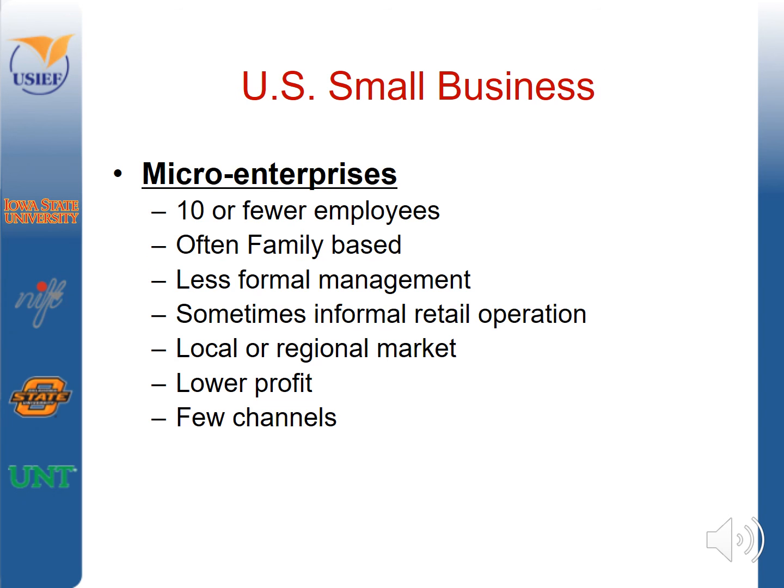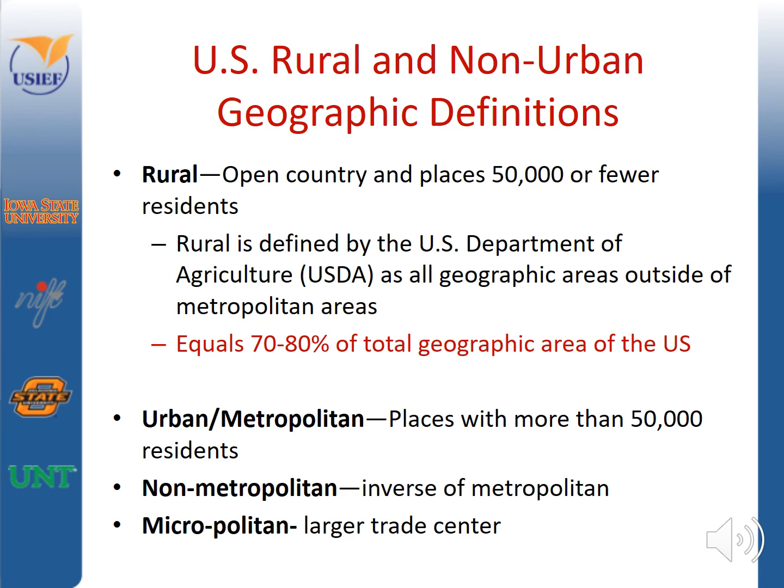A microenterprise in the U.S. is smaller than a small business. A microenterprise employs 10 or fewer employees and is often family-based. It has less formal management and is sometimes an informal retail operation. They are local or regional to their market, have lower profit, and only a few channels.